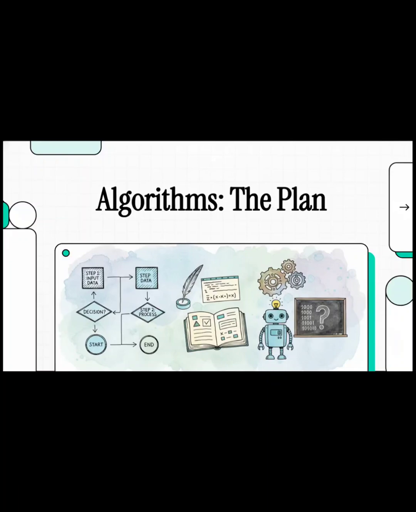All right, welcome. Today, we're going to jump right into the single most important step you take before writing any computer program. You've got to have a plan. And in the world of code, that plan has a special name, the algorithm.